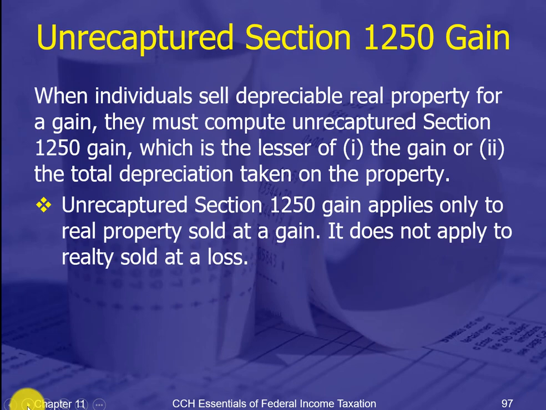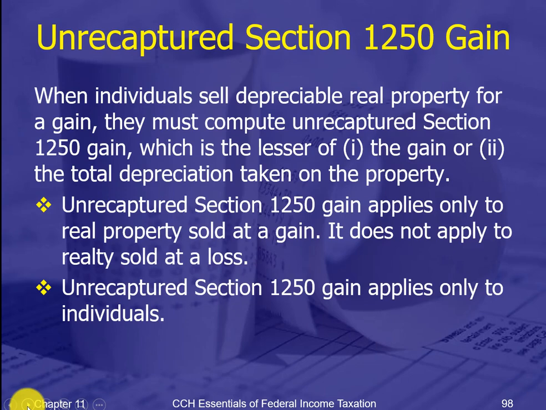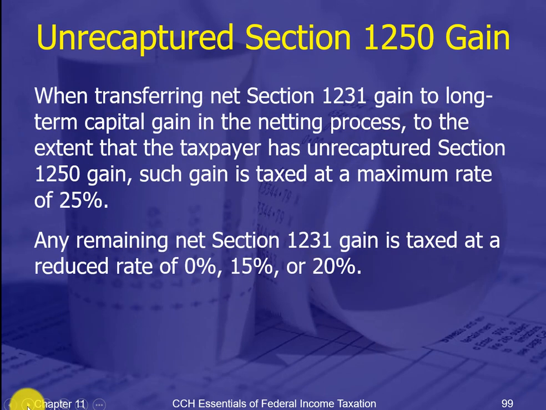Okay? It doesn't apply to losses. It only applies for gains. And it only applies to individuals. Anything that is not 1250 recaptured becomes a Section 1231 gain and is a capital gain, taxed at the lower rates. Section 1250 gain is taxed at a maximum rate of 25%.